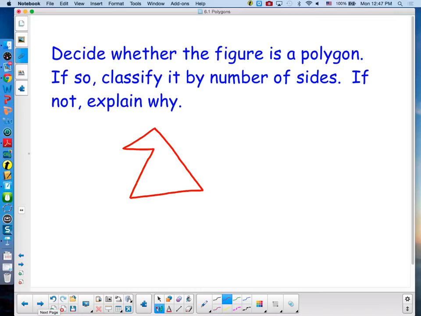Okay, decide whether it's a polygon. If so, classify it. If not, explain why. All right, this one should have said yes, pentagon. 5 sides. Okay, next one.